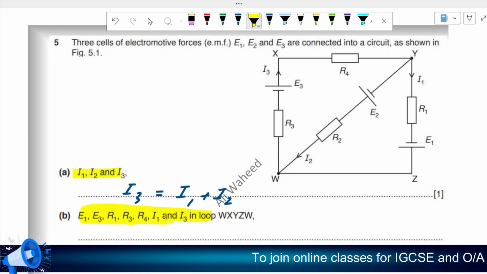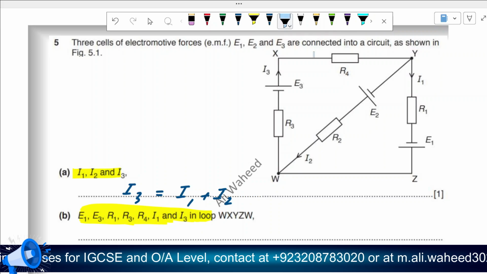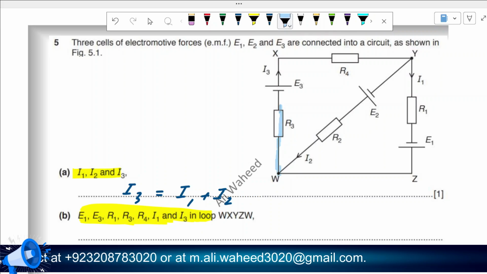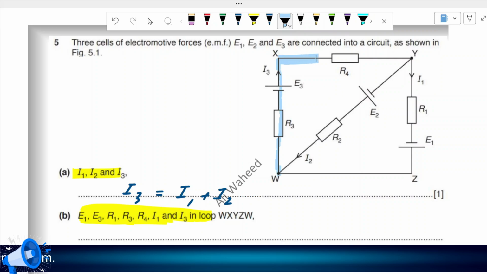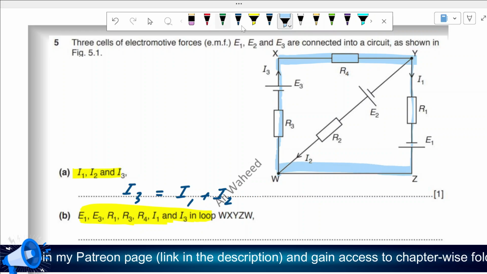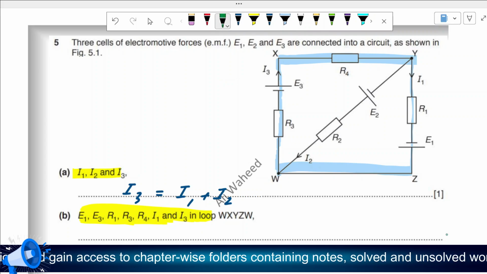Kirchhoff's second law is always used around a loop. Now, what is the chosen loop? W, X, Y, Z, W. I'm going to mark this one. W to X. Check it out. W to X. Then X to Y, then Y to Z, and then Z back to W. You see, we have a closed loop. We have a closed path which is known as a loop.